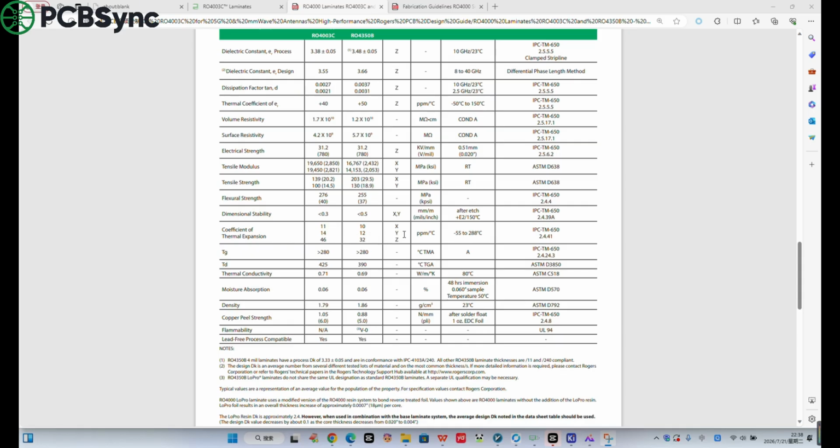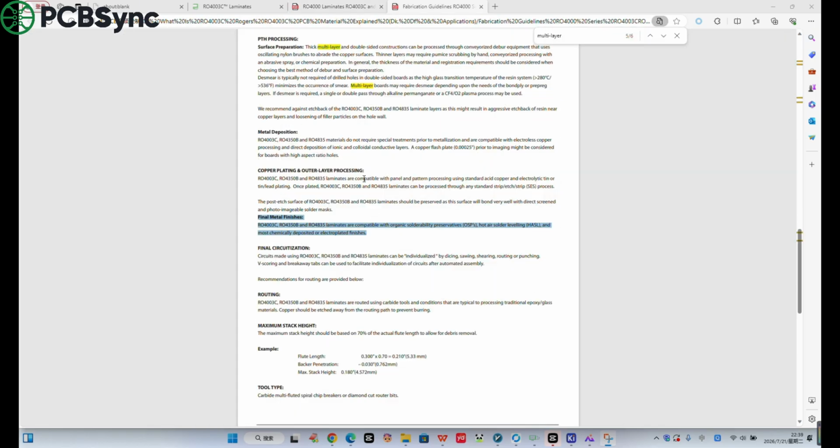The CTE, coefficient of thermal expansion, of RO4003C in the X, Y, and Z directions is 11, 14, and 46 ppm per degree Celsius respectively. This is especially important for thick boards, high aspect ratio holes, and structures that undergo multiple laminations, where you should pay particular attention to how this expansion affects the copper vias.